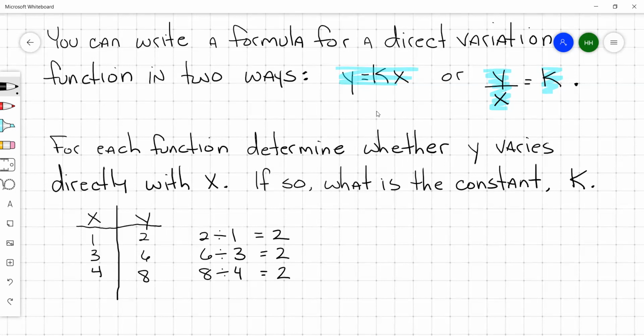So does y vary directly with x? Yes. So you would write yes. What is the constant? 2. Perfect.